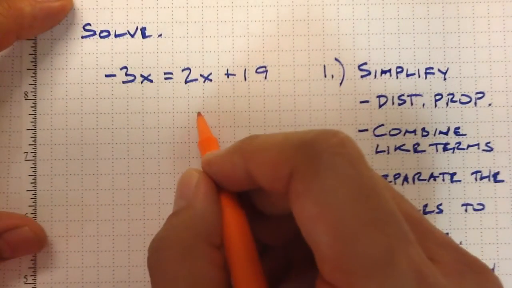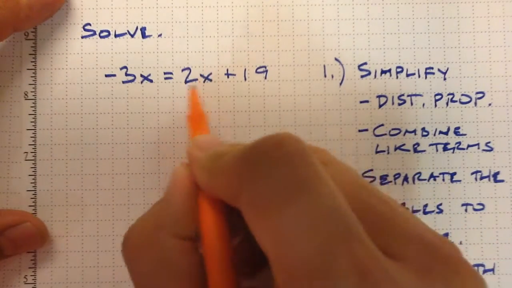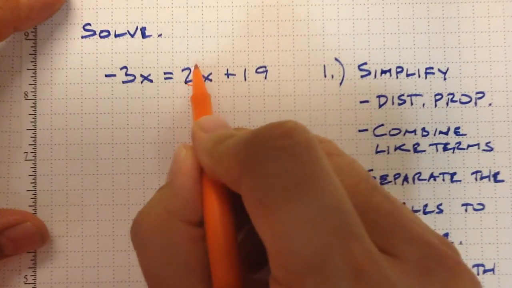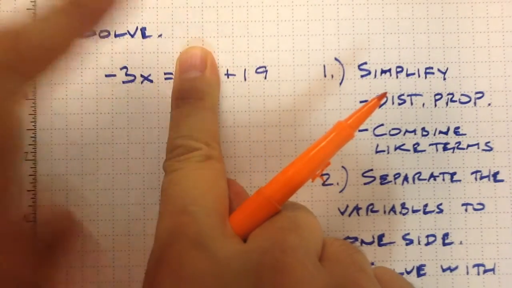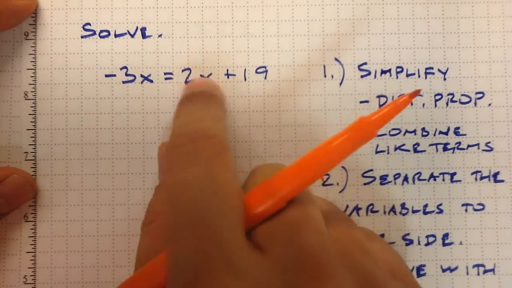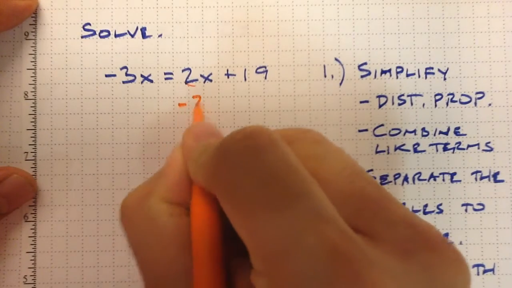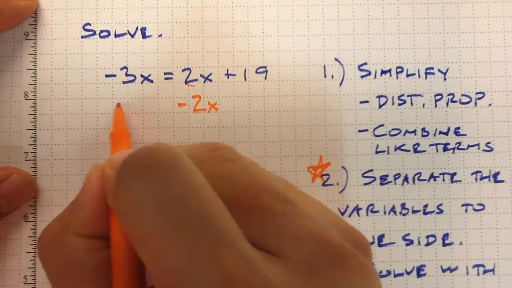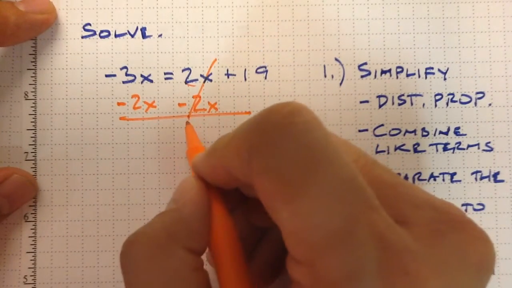All right, so the way I'm going to separate those out is I'm going to get rid of this 2x. That way I've got variables on one side and my numbers on the other. Now remember, you're not trying to just get rid of the 2 here. We're trying to get rid of the entire 2x. So they've added 2x. We're going to do its opposite. Subtract 2x, subtract 2x. Okay, these will cancel out.